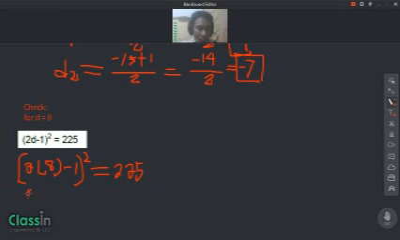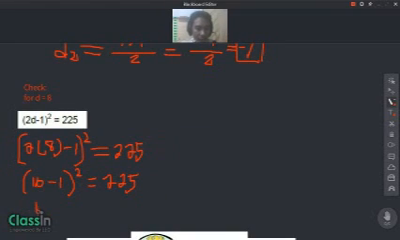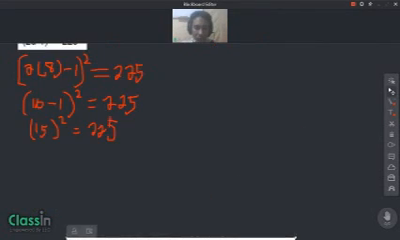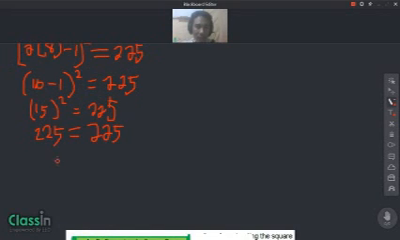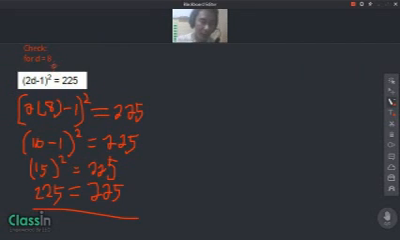So 2 times 8, we will solve the inner part, the parentheses, by multiplying 2 and 8. 2 times 8 equals 16, minus 1, squared, equals 225. So 16 minus 1 is 15, squared equals 225. So 15 times 15 is 225. Okay, so the value of d, which is 8, satisfies our quadratic equation.